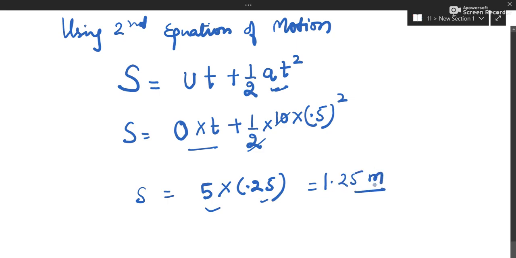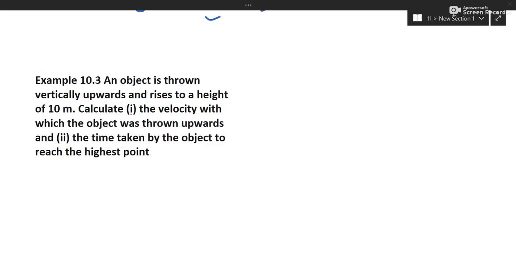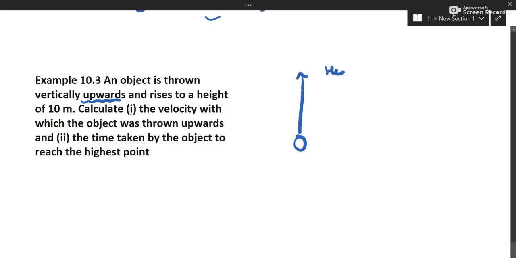Let us see the next question. Let us see this. An object is thrown vertically upwards. So something has been thrown up. It will reach the highest point. And what do we know about the highest point? At the highest point, velocity is 0. So final velocity is 0.